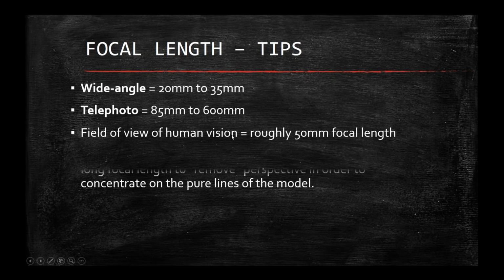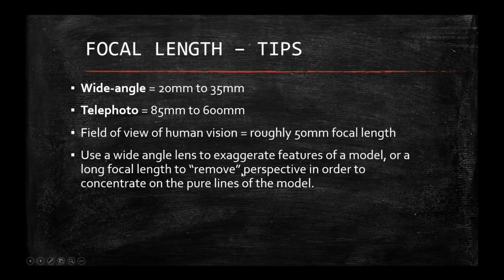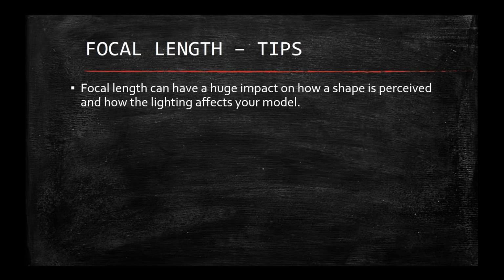All right, so just as I mentioned with that car model, if you want to exaggerate the features of a model, then use a wide-angle lens and move the camera really close to your model. But on the other hand, if you want to remove that perspective, then move the camera back a lot, and use a telephoto, a long focal length, to compress that perspective. And so again, the focal length can have a huge impact on how a shape is perceived, and also on how the lighting will affect your model.